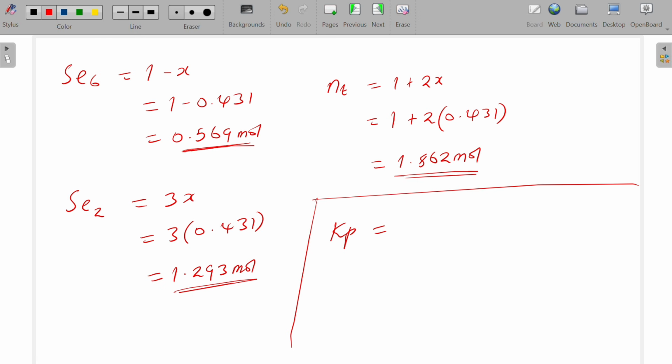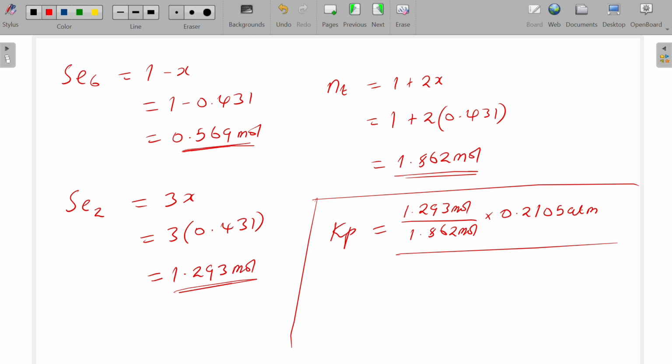on top there we have an amount of 1.293 moles. That will divide by the total number of moles, which is 1.862 moles, and this will multiply by the pressure of the system that we're given, which is 0.2105 here. The unit is atm.